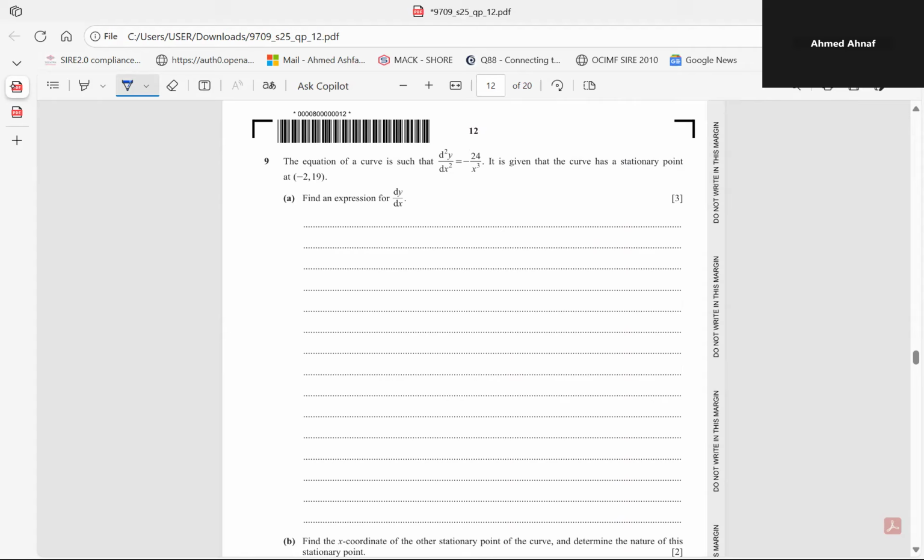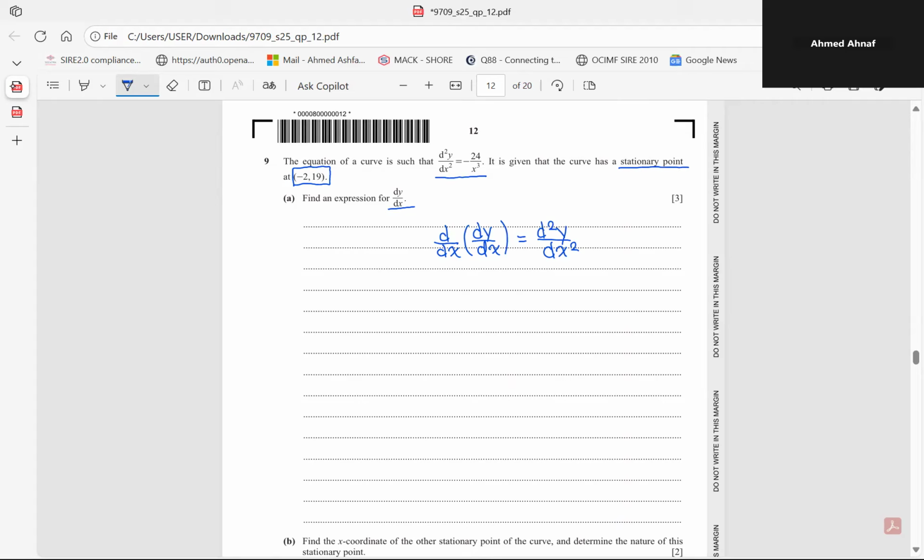So here we're told that the equation of a curve is such that the second derivative is this, and it's given that the curve has a stationary point at this exact point, which we are given the coordinates of, -2 and 19. So for the first part, we just have to find an expression for dy/dx. Okay, so first of all, we should know that if you differentiate dy/dx, you will get the second derivative, d squared y over dx squared.